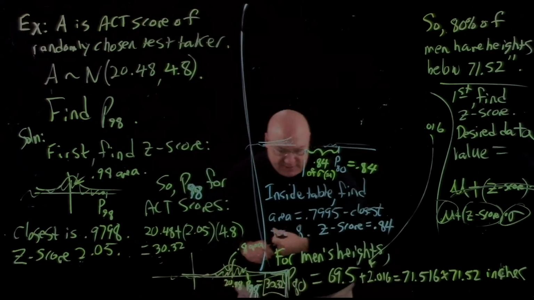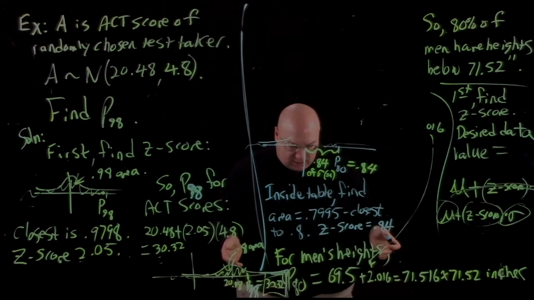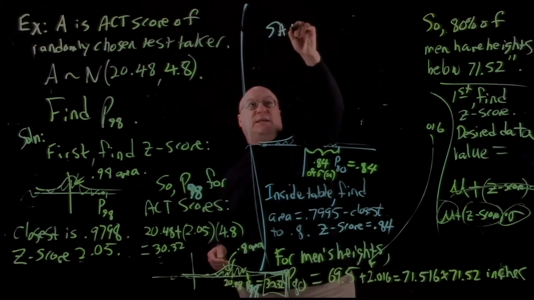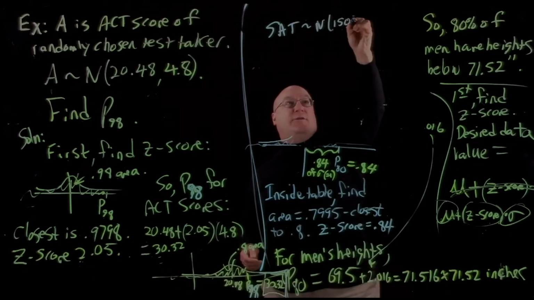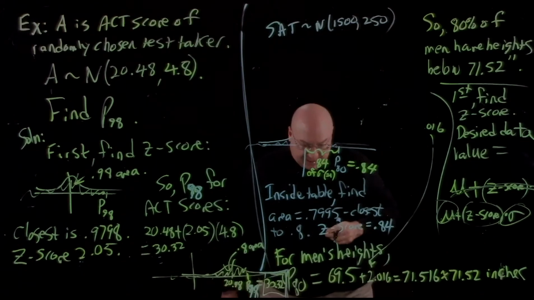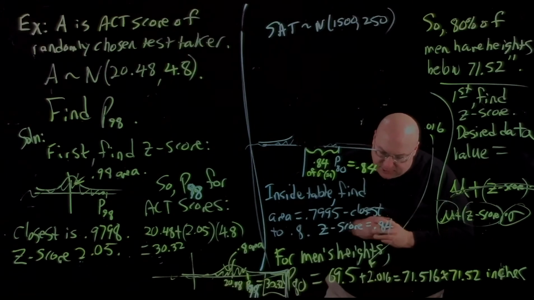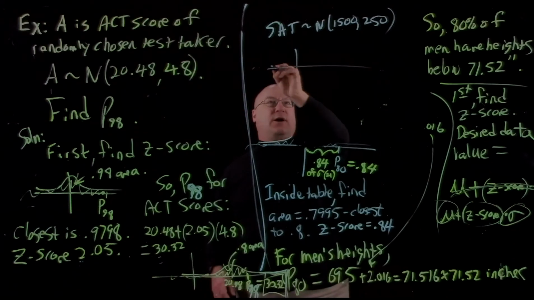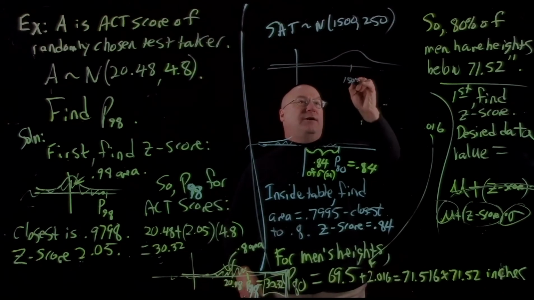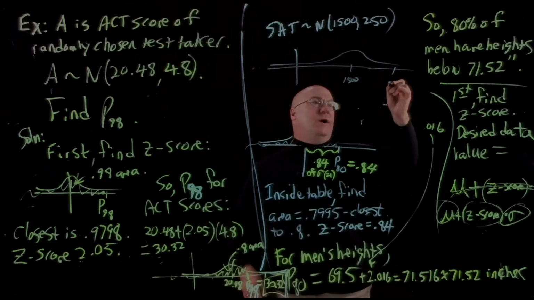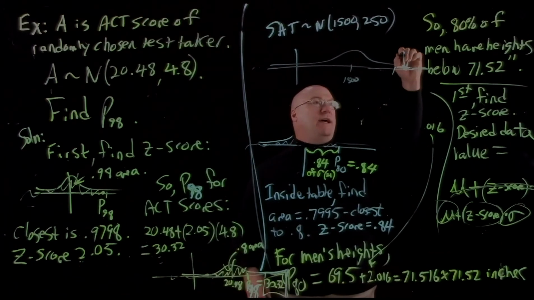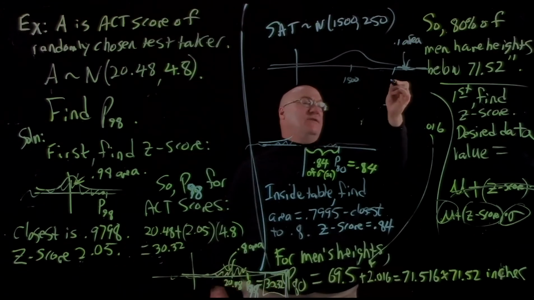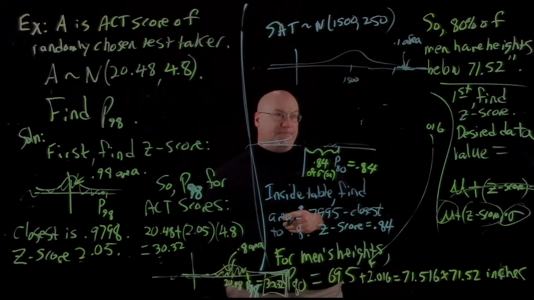So very quickly, the next one: nationally, SAT scores are normally distributed with mean 1,500 and standard deviation 250. So I'm just going to say SAT is normal 1,500, 250. It says find the cutoff SAT score that separates the upper 10% from the rest of the scores. So out here somewhere is 1,500, and I want way out here the upper 10%, so that's 0.1 area. Do you see that that's the same thing as asking for the 90th percentile?